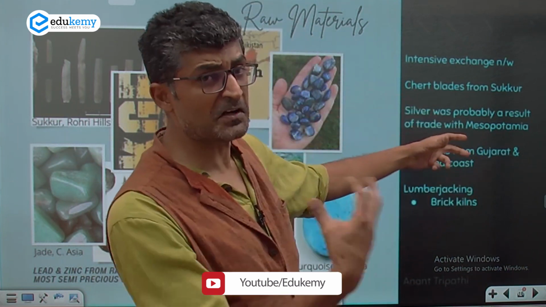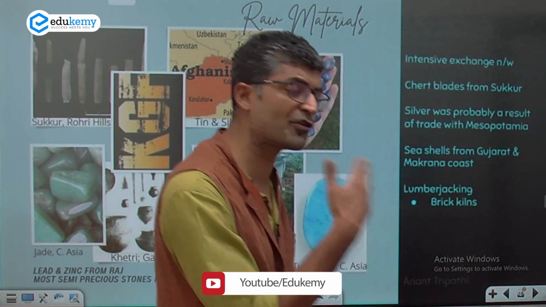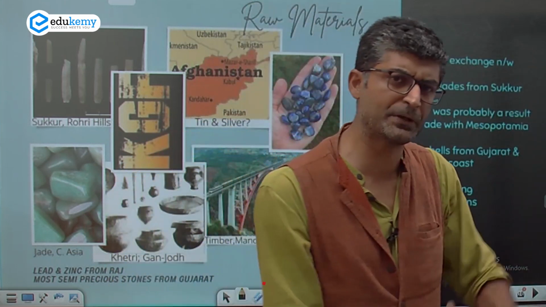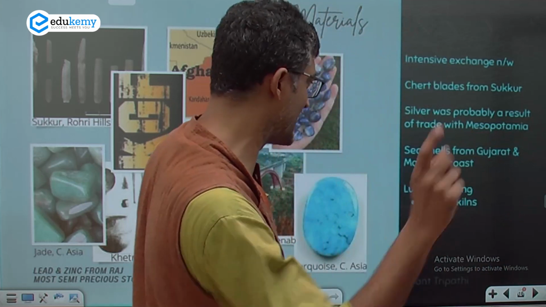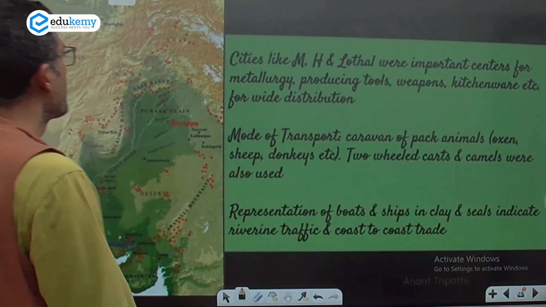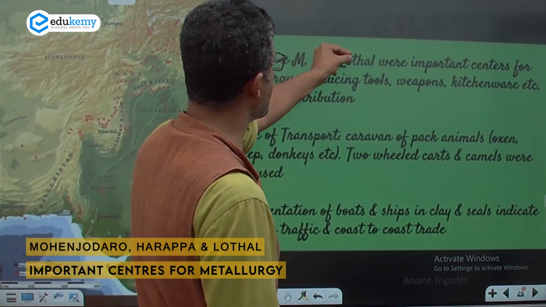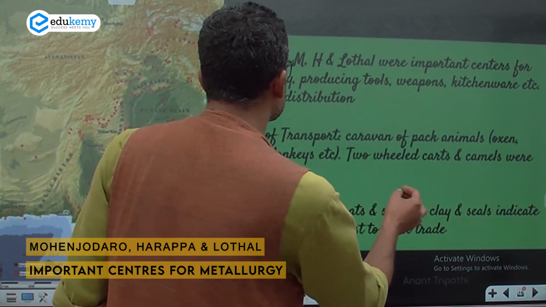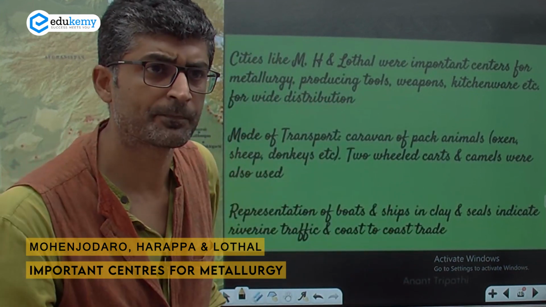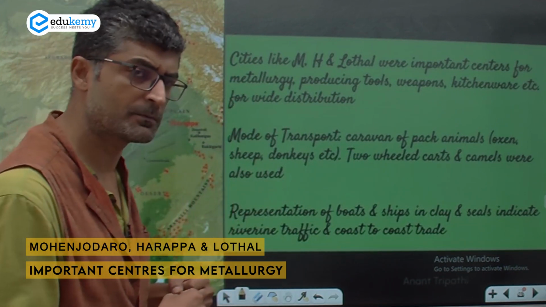A lot of silver. The silver was a result of all the trade which took place between Harappans and the Mesopotamians. I will talk about it. Just give me a minute. The cities such as Mohenjo-daro, Harappa and Lothal were important centers for metallurgy. They produced tools, stone tools.